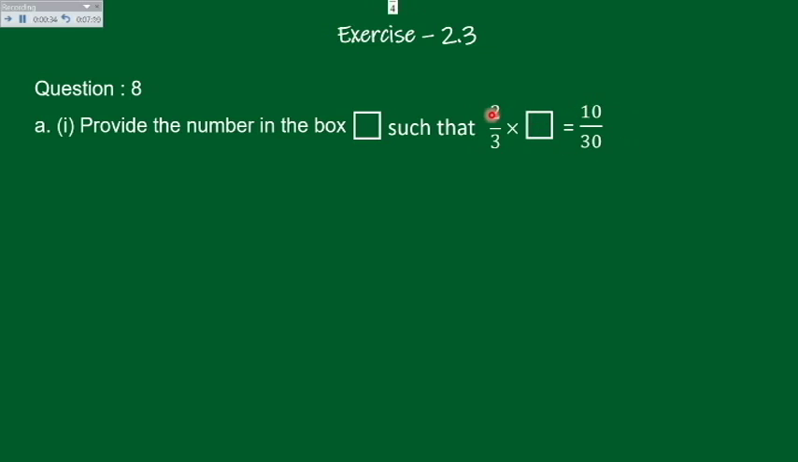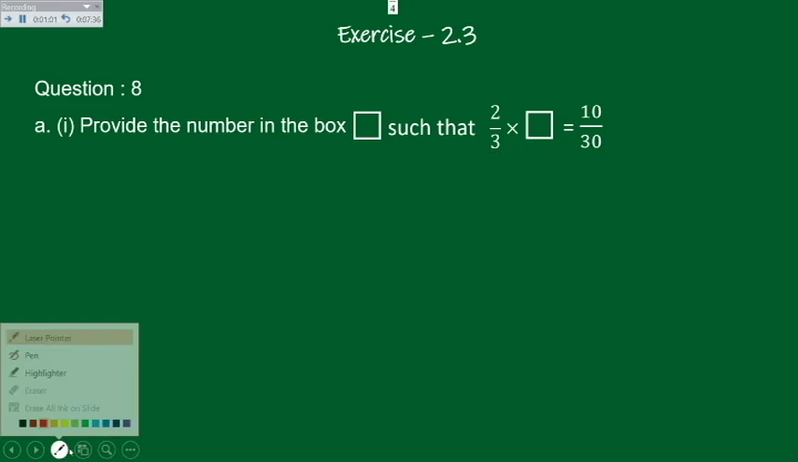So see, beta, here the denominator is 30 and here the denominator is 3. Here the numerator is 2 and here the numerator is 10. So what number will you multiply to get the denominator 30? Yes, guess it. What number will you multiply to get the denominator 30? So here, see, I am going to solve it.